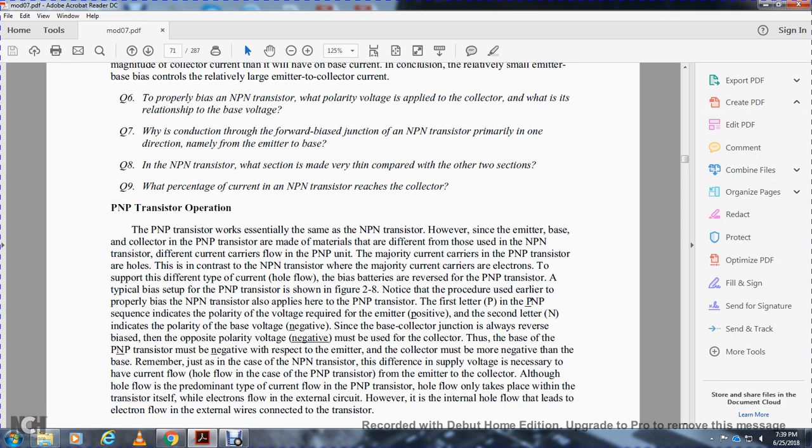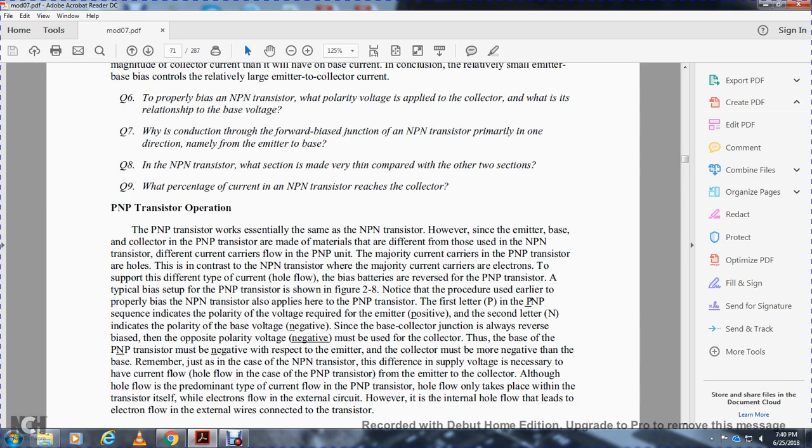The bias batteries are reversed for PNP transistors, and the typical basic setup of the PNP transistor is shown in Figure 2.8. Note that the procedure for biasing the NPN transistor also applies here to the PNP transistor. The first letter, P, in the sequence indicates the polarity of the voltage required for the emitter, positive, and the second letter, N, indicates the polarity of the base voltage, negative. And so the base-collector junction is always reverse biased, so the opposite polarity voltage, negative, must be used for the collector. Thus, the base of the PNP transistor must be negative with respect to the emitter, and the collector must be negative with respect to the base.